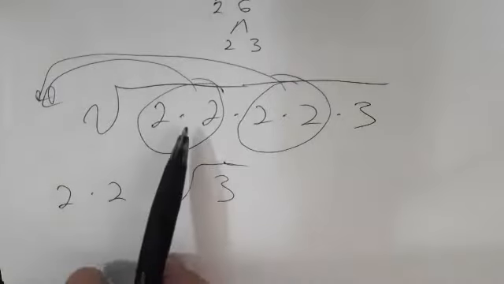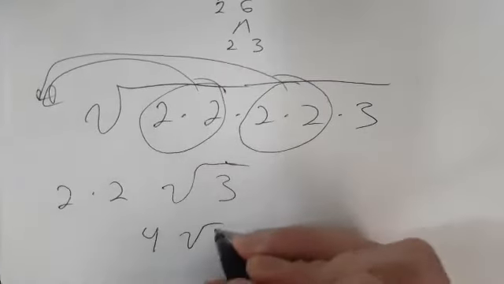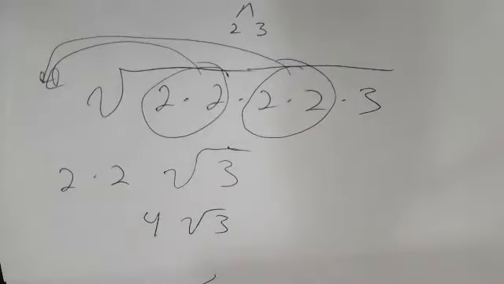You could have said this is 2 to the power of 2. That would have also been correct. But this is 4 of 3, or 4 times the square root of 3.